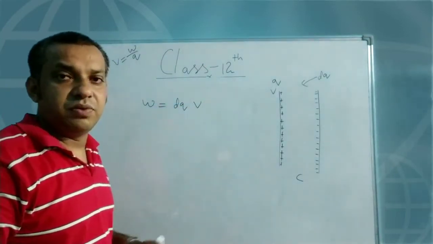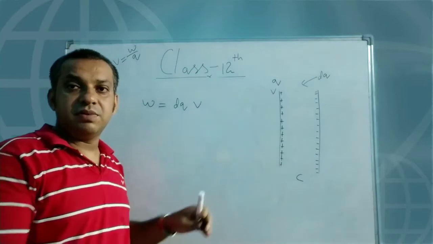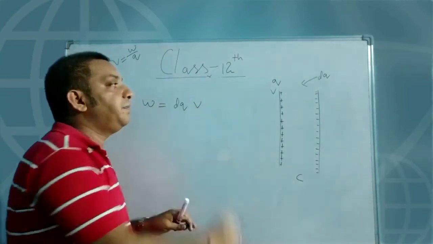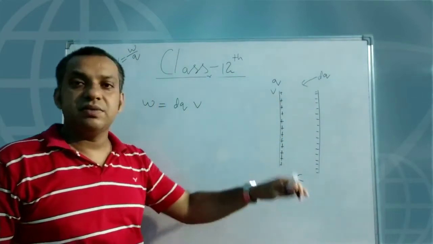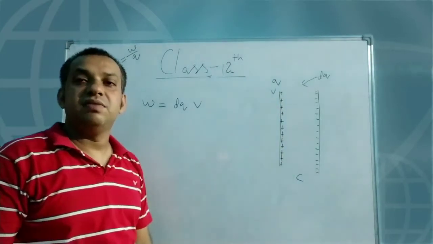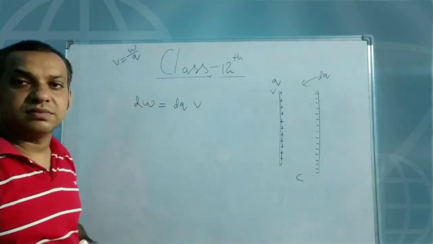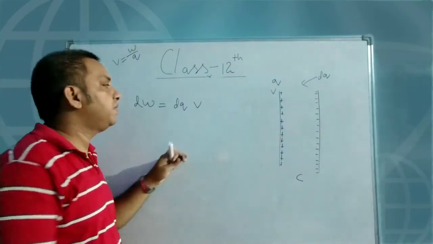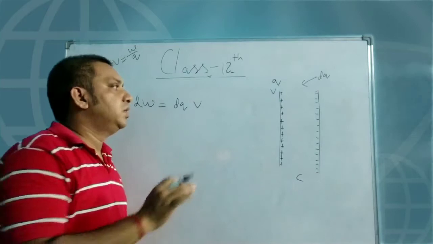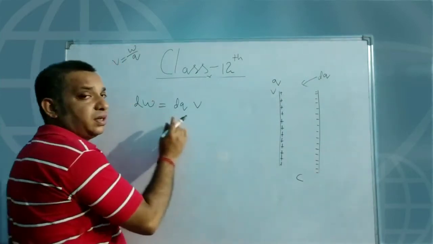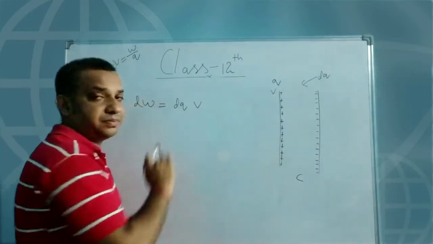Clear? A few students will say, sir, if you are bringing this dq charge, then automatically V will be raised. But we are assuming this dq is infinitely small, so the work done is also infinitely small. That is why we assume the potential is approximately the same. So this is the work done in bringing this dq charge against the electric field produced by the potential difference V.